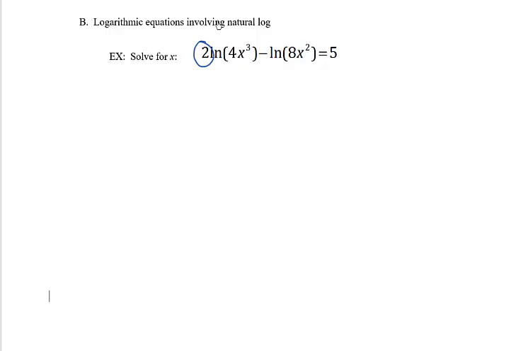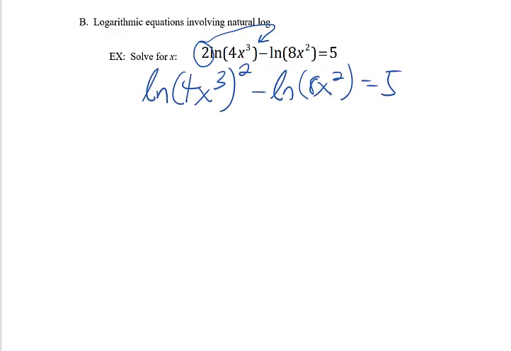The only thing I can do is to use the power rule in reverse. So normally we take our power and we move it to the front. In this case, I'm going to take that multiplier in the front and put it here as a power. Now you have to be careful that power of 2 that we just moved up there applies to everything that was sitting there. In other words, I now need to square 4x cubed.